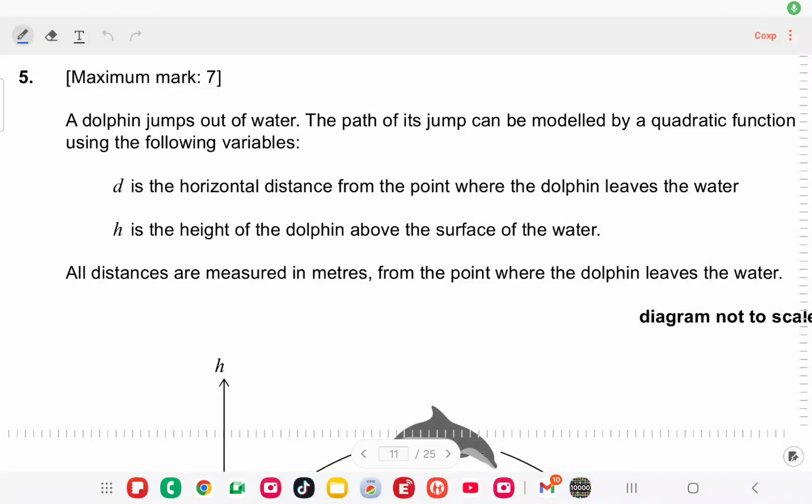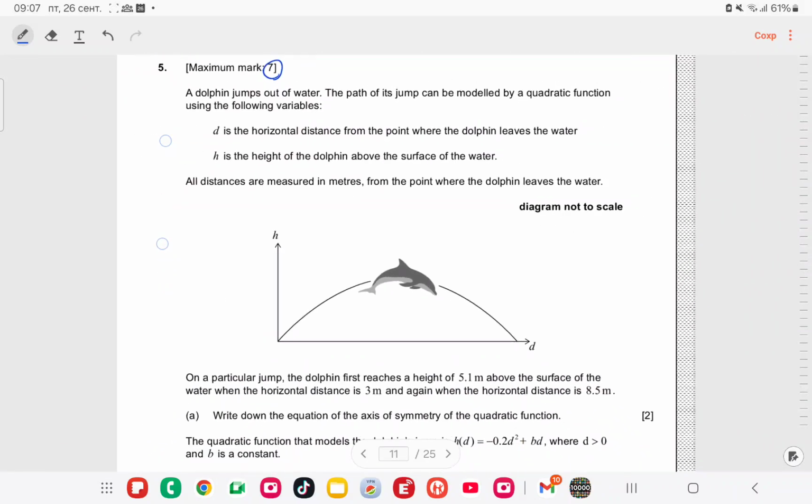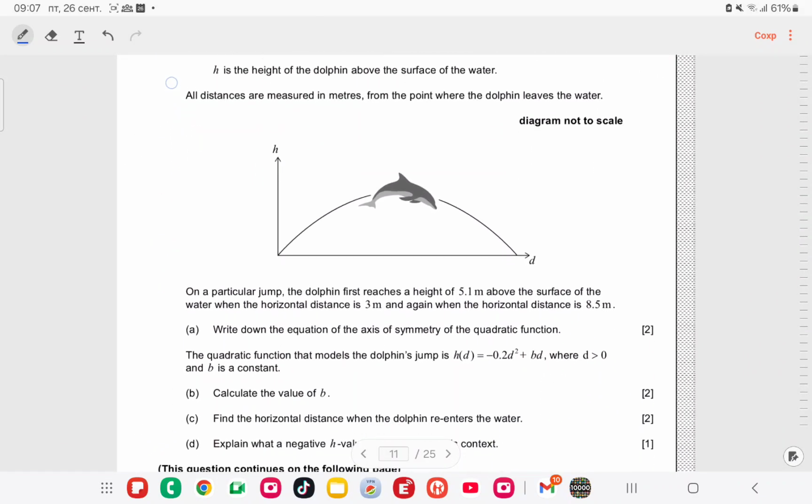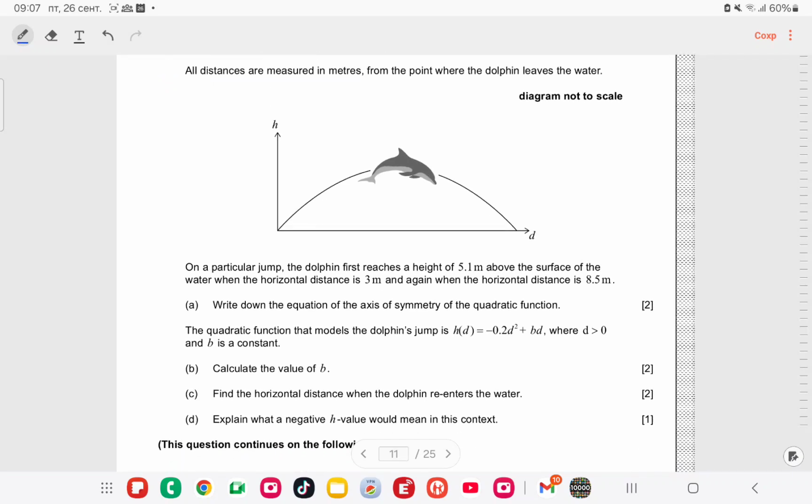Solving AISL May 2025, paper 1, time zone 1 questions, and this is question number 5. So let's make a short overview of this question. This is 7 marks total, given the diagram with a dolphin, and then there are 4 parts, 2, 2, 2 and 1 marks each, and the function is given as well. So let's see how it works.